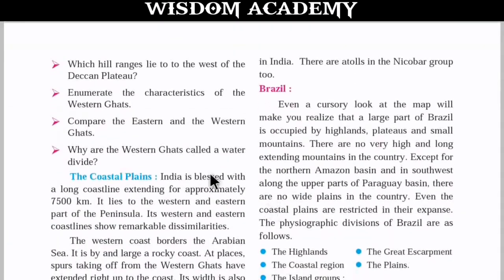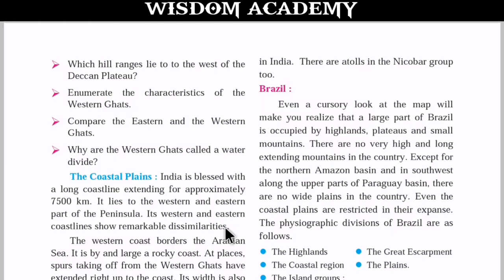So if you see coastal plains now, India is blessed with a long coastline extending for approximately 7,500 kilometers. It lies to the western and eastern part of the peninsula. So we have seen western part mein bhi India ke mountain, sea hai aur eastern part mein bhi sea hai. Sea ke paas jo land hai that is called as coastal land or coastal region or coastal plains. In the western and eastern parts, there are remarkable dissimilarities.